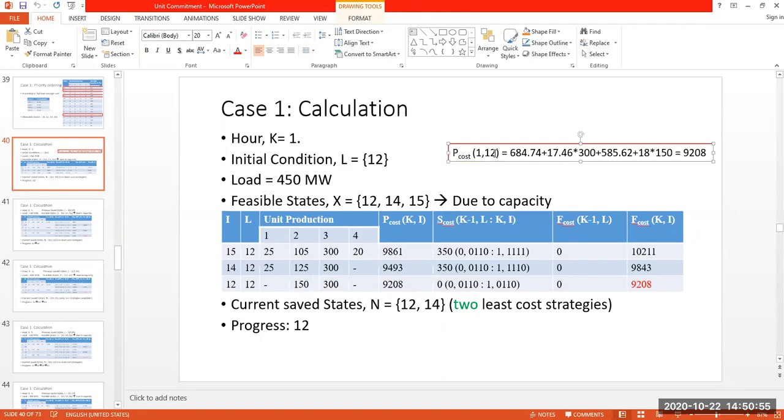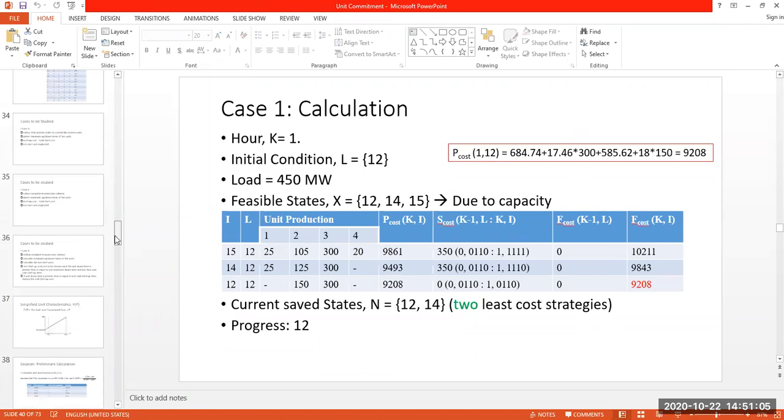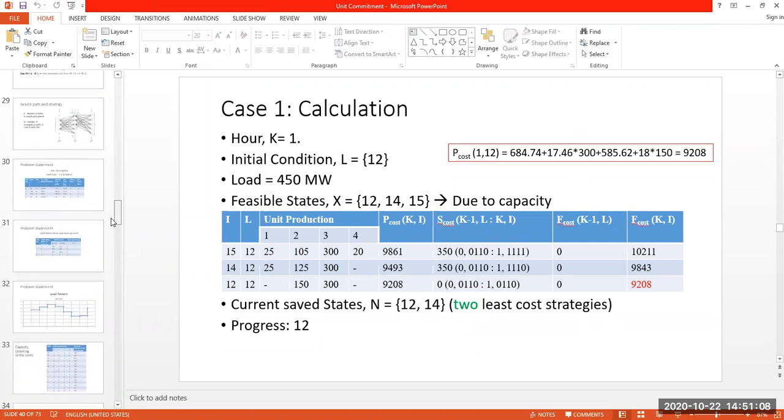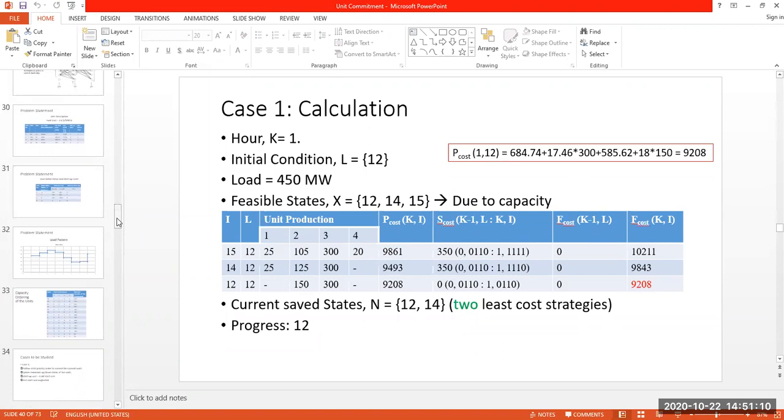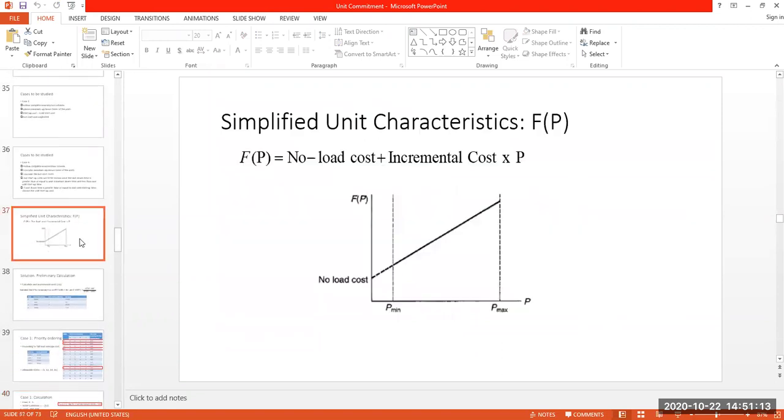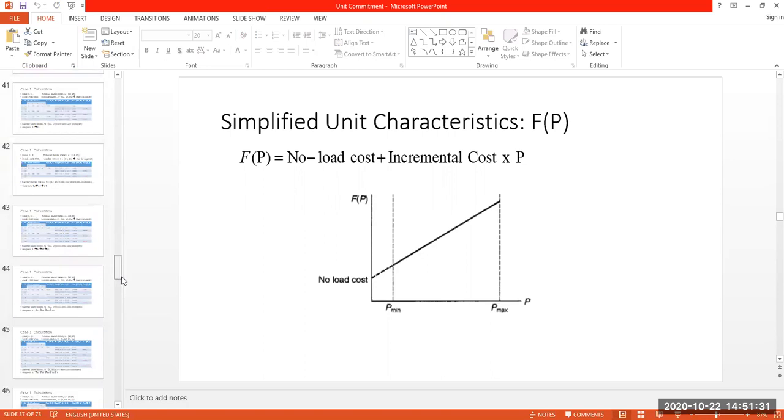So how do you calculate it? Remember, we have some no load cost and we have some fuel cost associated with the increment. We have some incremental rate value. If I go for the formula in slide 37, you have some no load cost plus some incremental cost multiplied by the output of the unit. So this is how we are going to calculate the P value there.